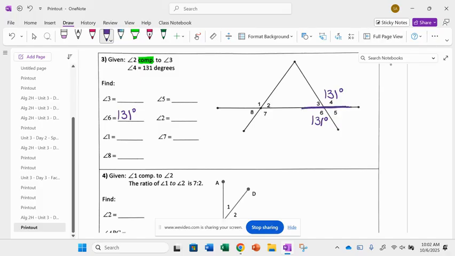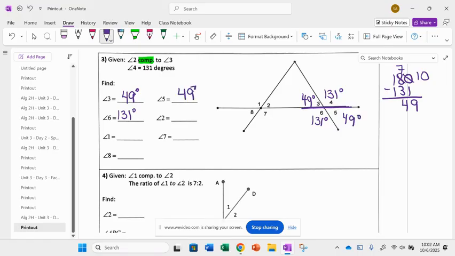So to find angle 3, do we agree? I'm going to do 180 minus 131. So that's a 10. That's a 7. 10 minus 1 is 9. 7 minus 3 is 4. 1 minus 1 is 0. So angle 3 is 49 degrees. Isn't that the same for angle 5? Good. Why? What's the relationship between 3 and 5? Because they're vertical. So angle 5 is also 49.